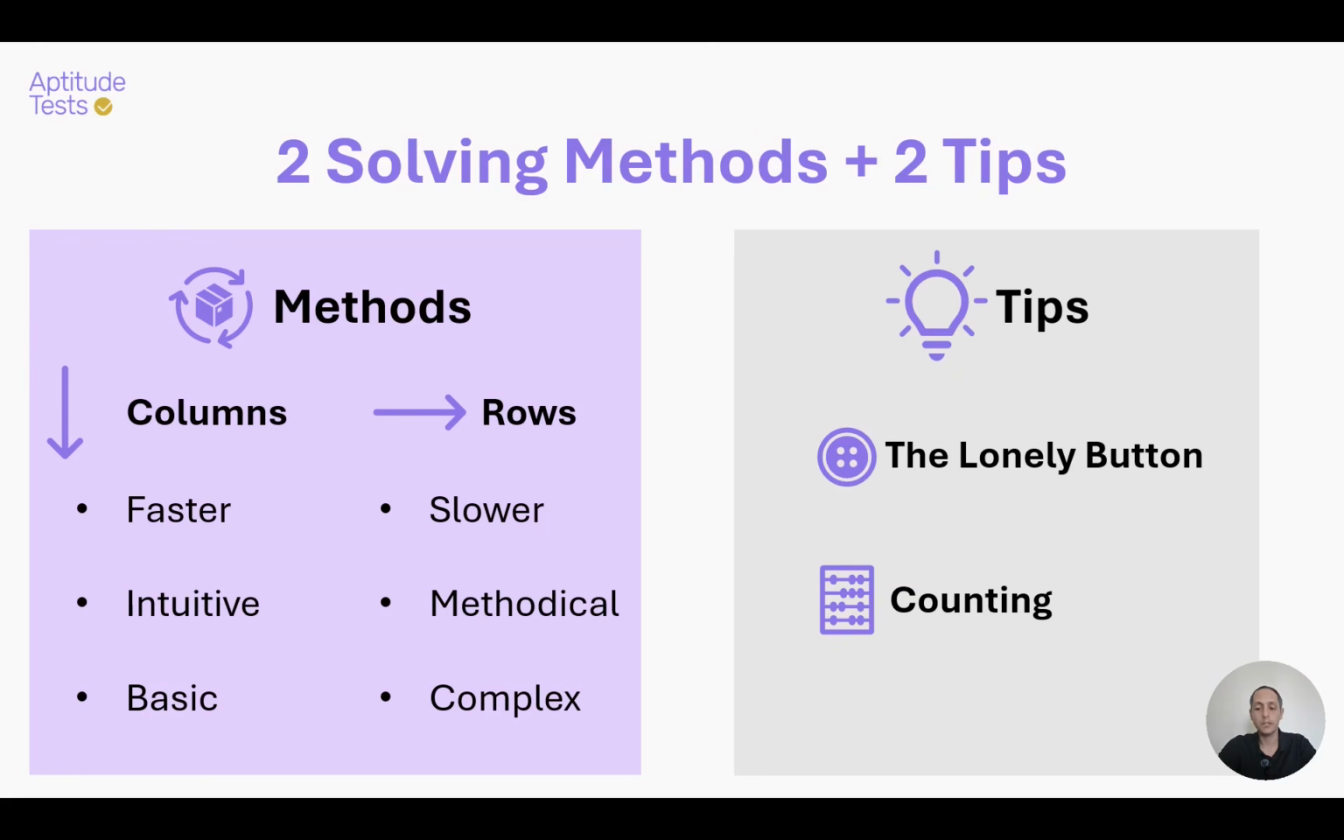Okay, admittedly, it is slower. It is sometimes going to give you some unnecessary information, like function buttons which are not required in the question. But for the more complex question, I strongly recommend this approach, and the more you practice it, the faster you're going to get. So about the tips, we're going to show two tips. We're going to show the lonely button tip and the counting. These are not always going to work. They're going to work on several cases, but when they do, they're going to be very effective in cutting down your solving time. Okay? So without further ado, let's get into solving question number 1.